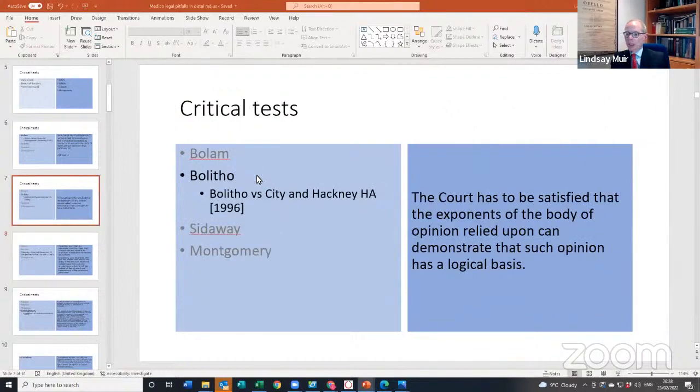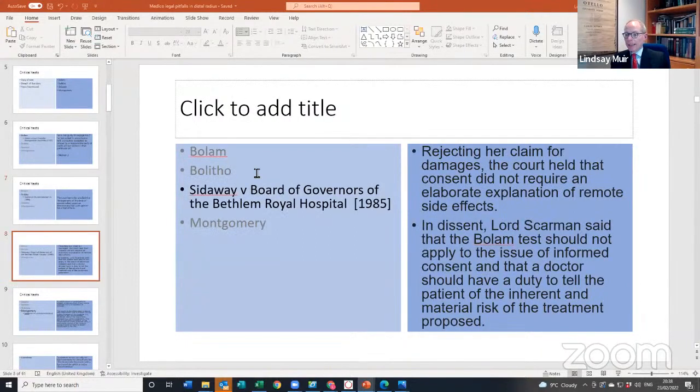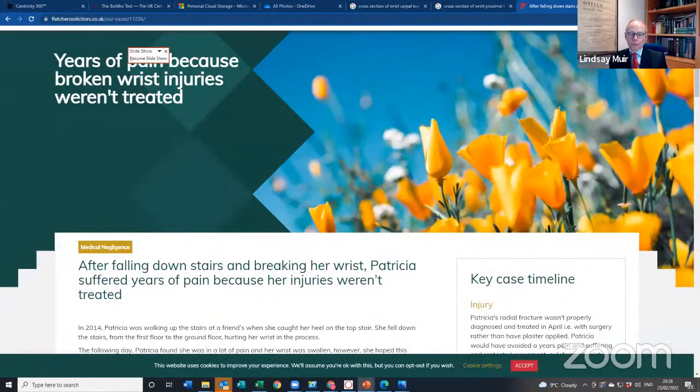In Bolitho, they said that the judge has to be satisfied that what you were doing was reasonable. And then turning to consent, and this is an important part, the case of Sidaway indicated that, and this was a lady who had tragically had a spinal cord injury.